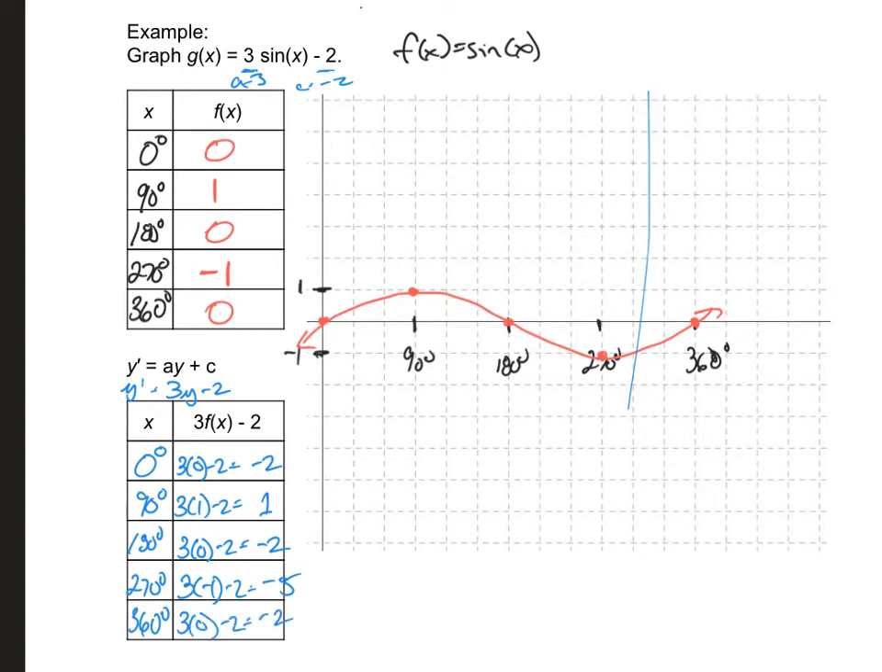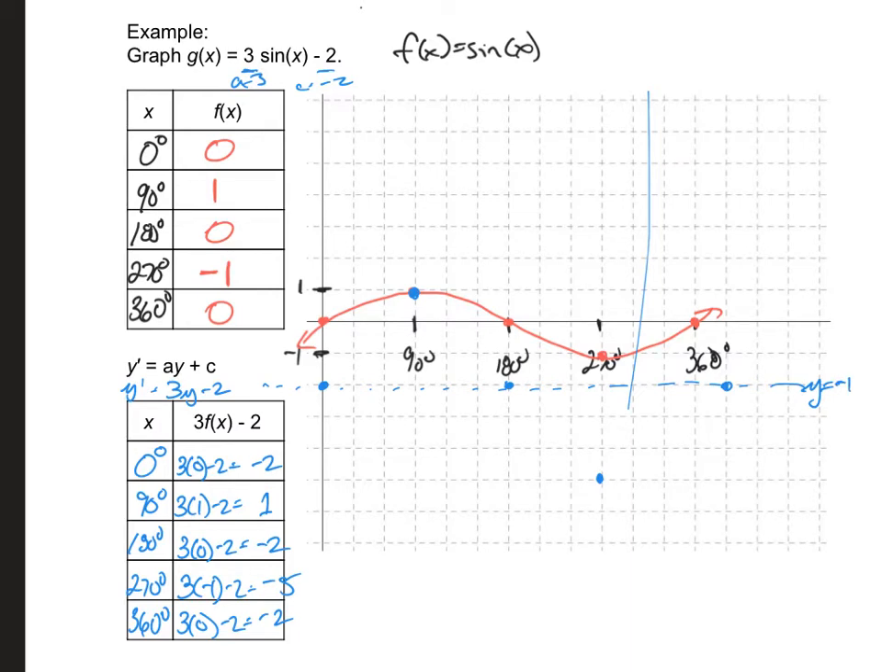And if we're to plot this, here we got 0, -2 would be right there. Then we got 90 and 1, which coincidentally, it's just a coincidence, falls in the same point as our parent function. And then 180 and -2 would bring us back down here. Finally, 270 and -5 would bring us over here. And then 360, -2 brings us back to the equation of axes. In other words, to graph the equation of axes, it would be right there.